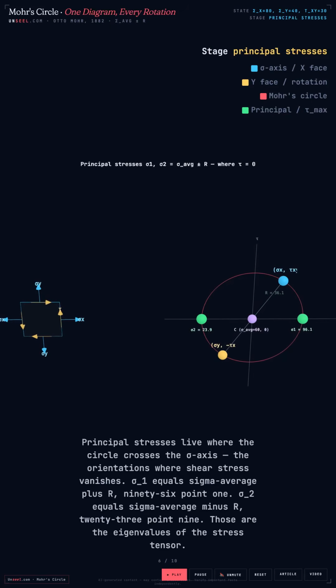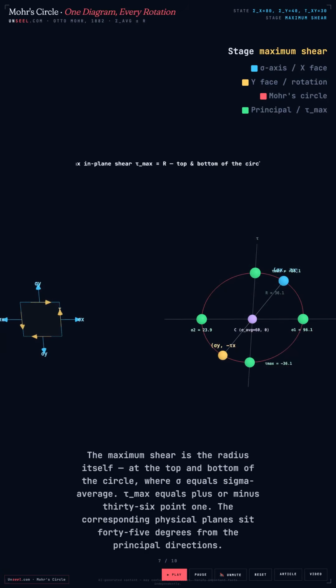Principal stresses lie where the circle crosses the sigma axis, the orientations where shear stress vanishes. Sigma 1 equals sigma average plus r, 96.1. Sigma 2 equals sigma average minus r, 23.9. Those are the eigenvalues of the stress tensor.